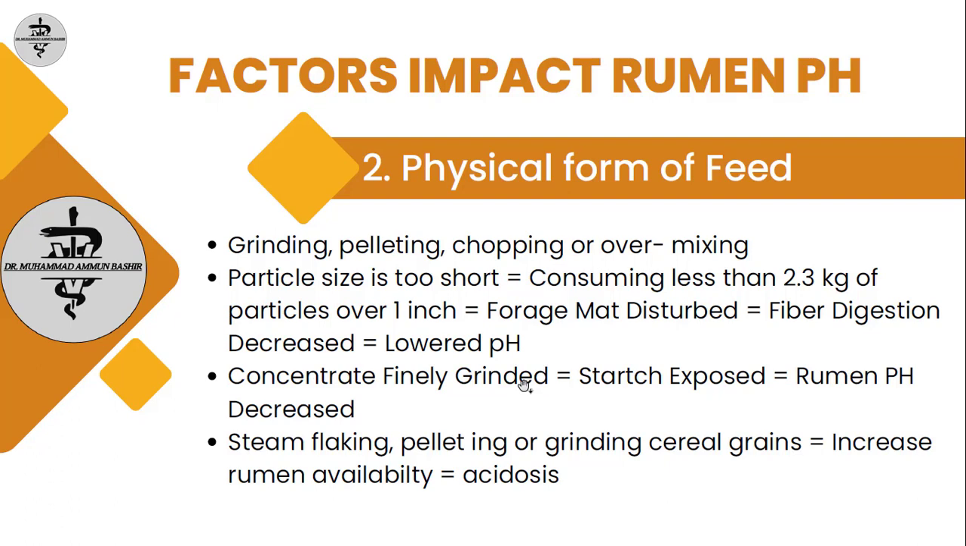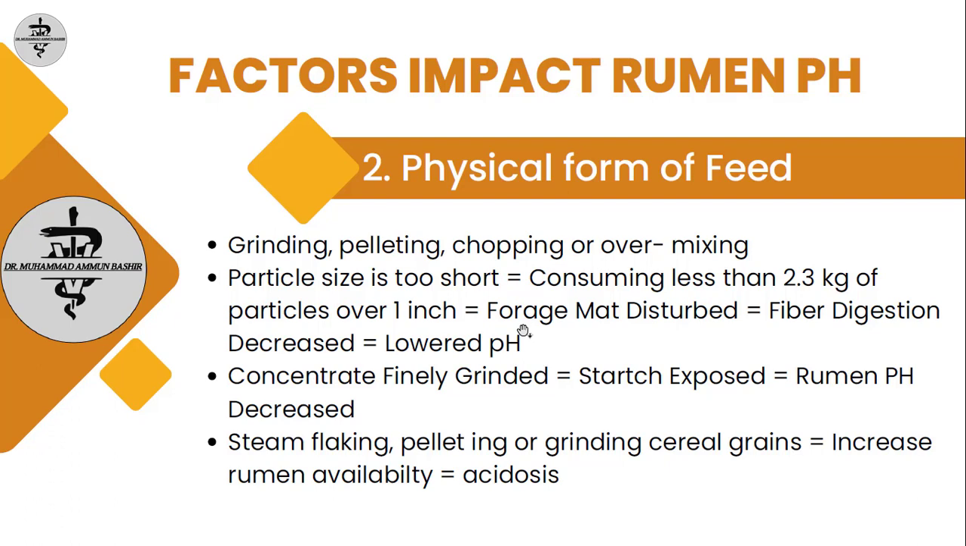Second one is the physical form of the feed. Grinding, pelleting, chopping or mixing have a crucial role in the rumen pH. If the particle size is too short, first of all let's discuss the forage mat. If the particle size is up to the mark or up to the standard, then the large particles float on the rumen or on the ruminal fluid. These particles stimulate the rumen and the esophageal groove for the regurgitation process.